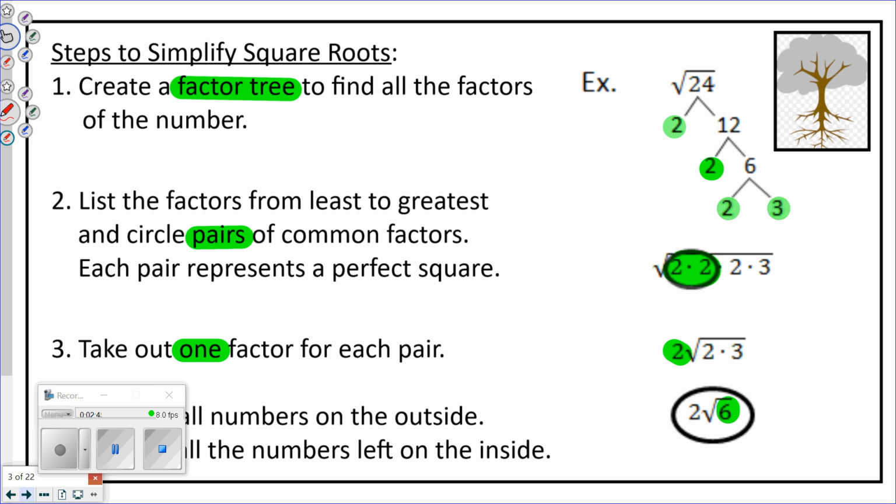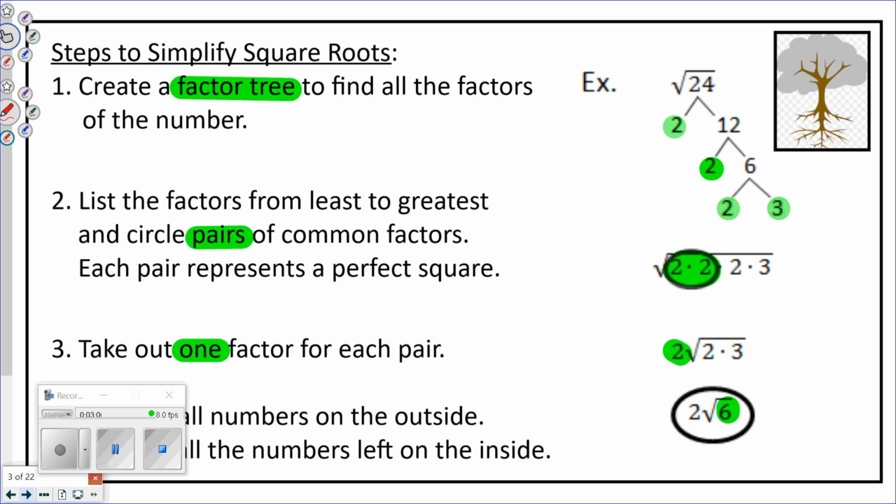So in this case, I went 2 and 12. 12 broke down to 2 and 6. 6 broke down to 2 times 3. So you just keep going until you're at all prime numbers, until a number doesn't break down any further. Okay? Now in this example, they're highlighted. You'll notice when I do them, I circle my primes, and I do that so I'm only looking at my primes in the next step.